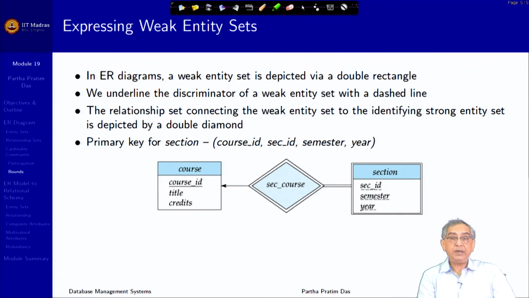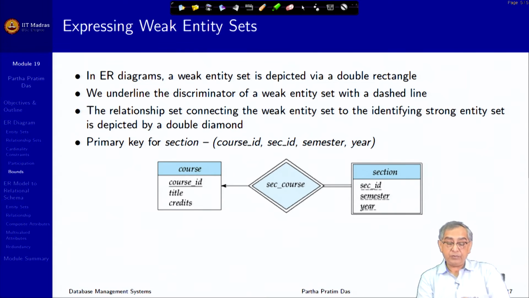So, what is remaining for the weak entity set? I need to know the discriminator. The discriminator is shown in the section entity set representation by a dashed underline of the attributes. So, section ID, semester and year, this triplet is the discriminator, and this is underlined with dashes, saying that this is a discriminator, not a primary key.